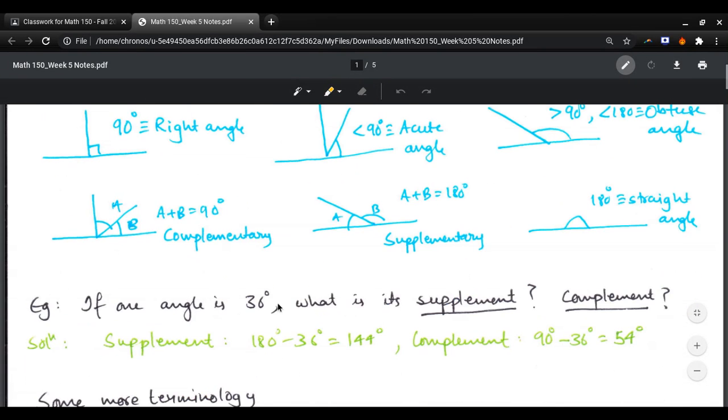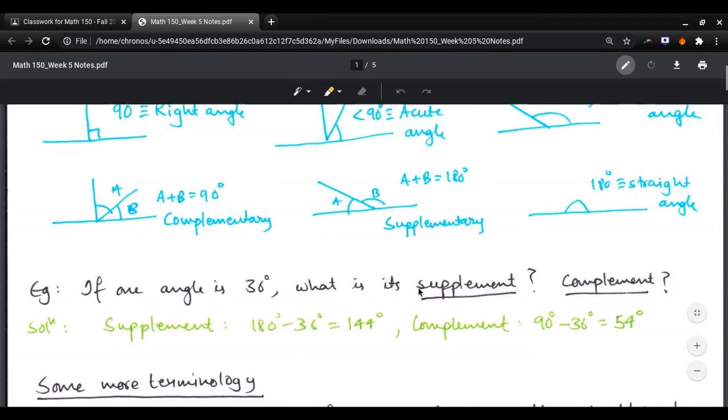Example, if one angle is 36, what is its supplement? What is its complement? The supplement is 180 minus 36, which is 144. The complement is 90 minus 36, which is 54. That's because if you add 36 and 54, you get 90. So they are complementary. And if you add 144 and 36, you get 180, which means it is supplementary.